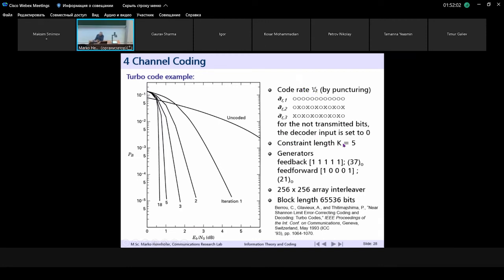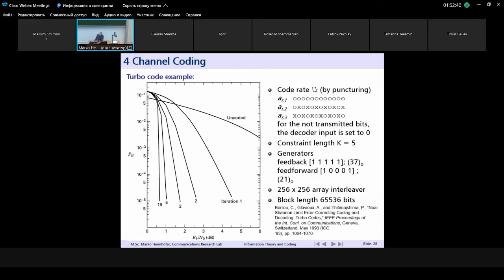The constraint length is 5 for this example. So we have a memory of 4. We have also the generators provided here. So they use the 37 and 21 generator. It's basically all branches for the feedback and just the first and the last for the feed forward. They use the 256 by 256 block interleaver, exactly as we have drawn it, just bigger. And the block length of this is 65,000 bits.